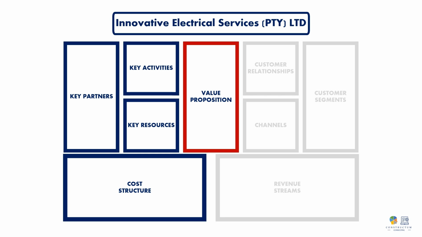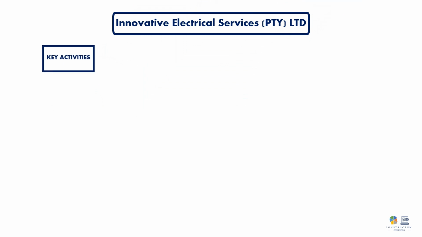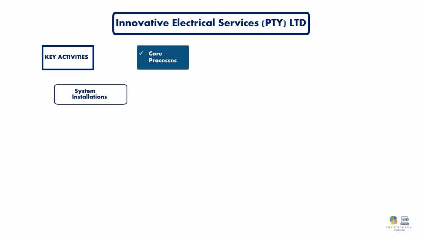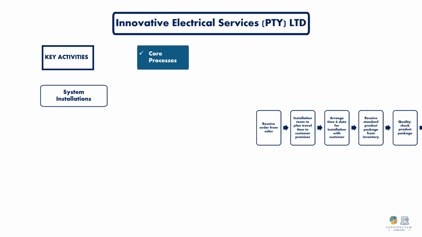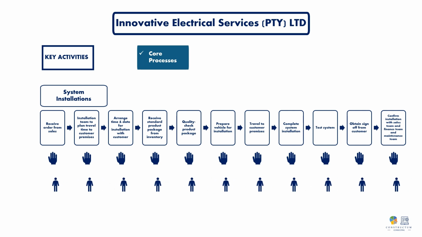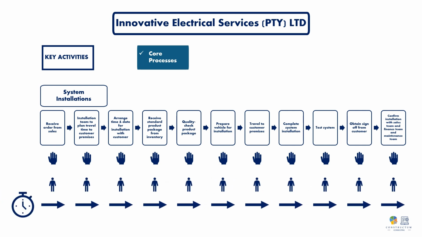During this earlier step, Karel mapped out all the key activities of the business made up of core and ancillary processes. Karel then proceeded to plot out all the tasks required to complete each process. This allowed Karel to understand what skills are needed to complete each task and to estimate the duration of each task.